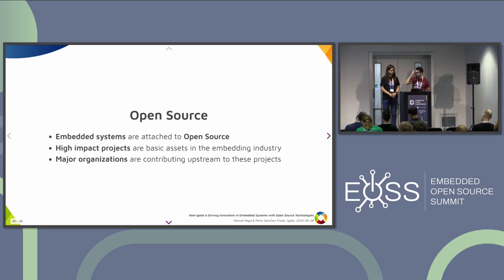One clear thing is that open source is totally attached to embedded devices and the embedded industry. It's used everywhere. There are big projects like the Linux kernel, Chromium or WebKit, that are the baseline for the rest of the things you develop on an embedded device and your applications. And there are big organizations contributing upstream, which is very positive because you can innovate more, do more work, and there are many actors collaborating together to improve the solutions here.